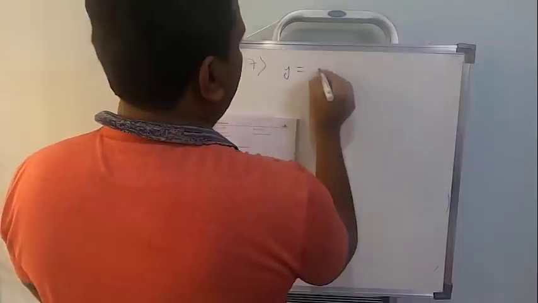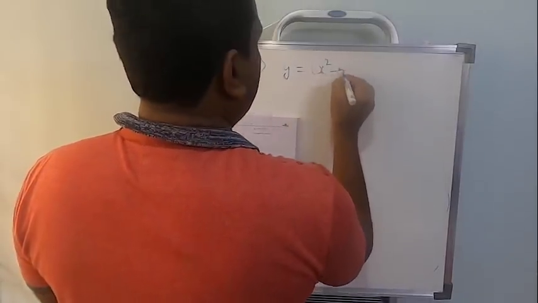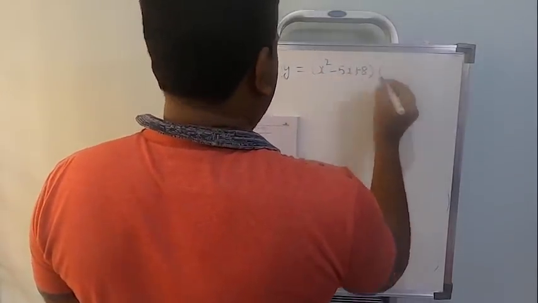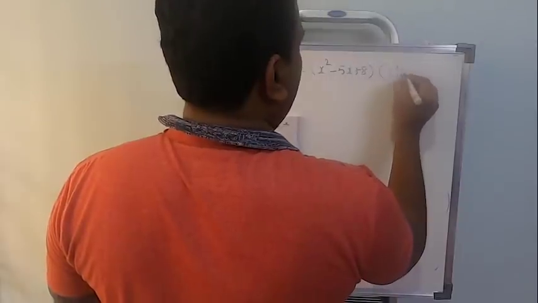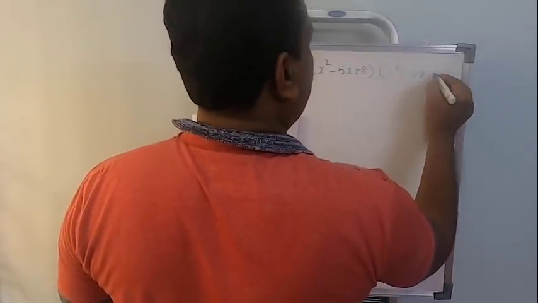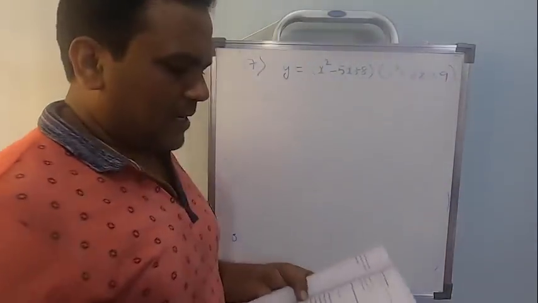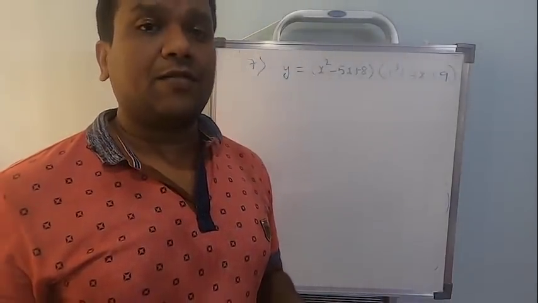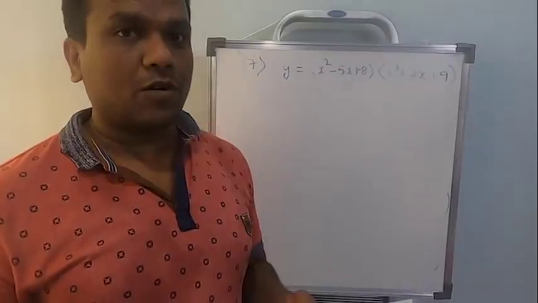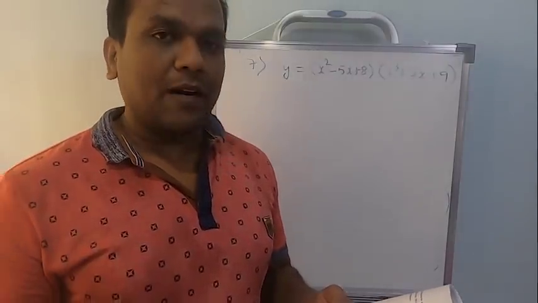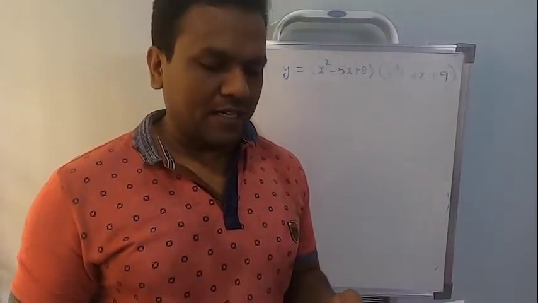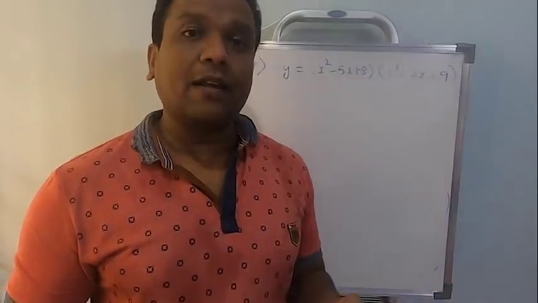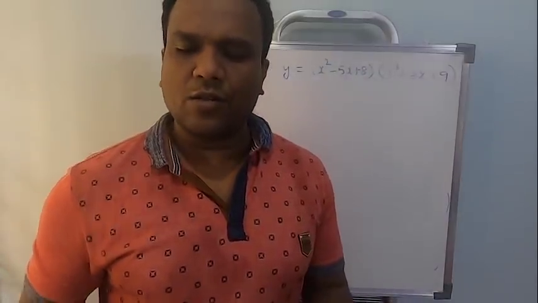So y is equal to x square minus 5x plus 8 multiplied by x cube plus 7x plus 9. But they said you have to differentiate this in 3 different methods. First, by using product rule. Second, expand, that means multiply, get a polynomial, then differentiate. And the third, by logarithmic differentiation. So let's do one by one.